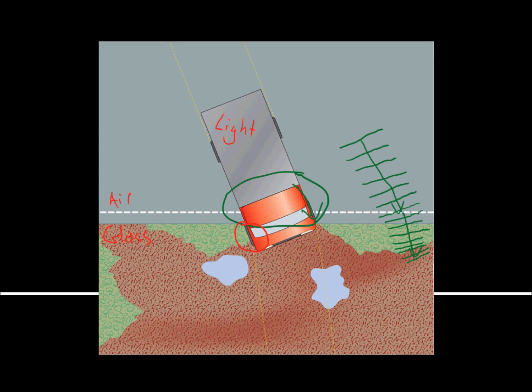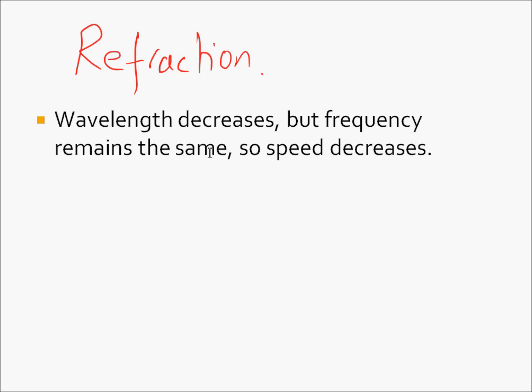So it's important to note now that this truck has changed direction, and it's got a decrease in the wavelength. It's moving more slowly in the mud, and because it's moving more slowly, in the same amount of time it covers less distance, so its wavelength is decreased. That's a similar effect to what happens with light. It's changed direction and reduced its wavelength. So the wavelength decreases, but the frequency remains the same. It's still the same number of waves being produced per second, but the wavelength is decreased and the speed decreases.